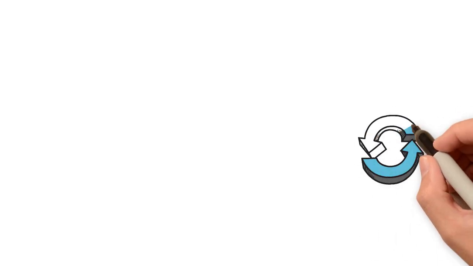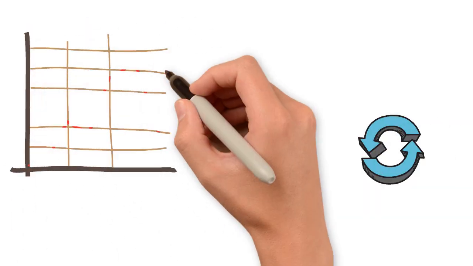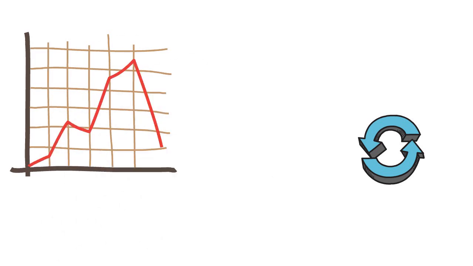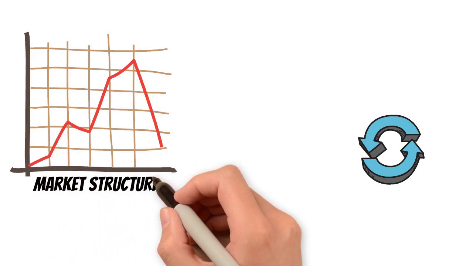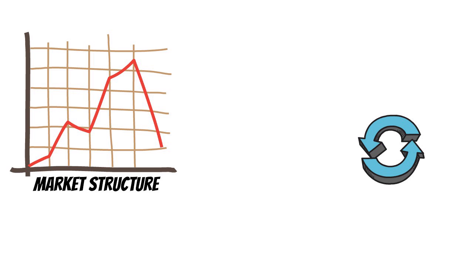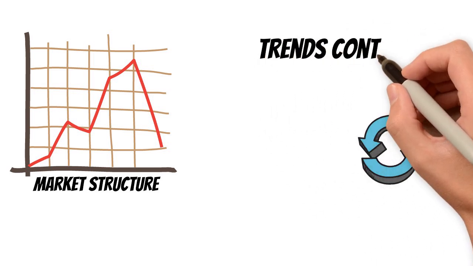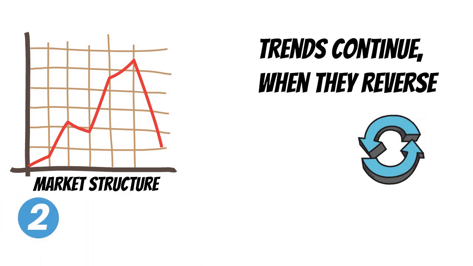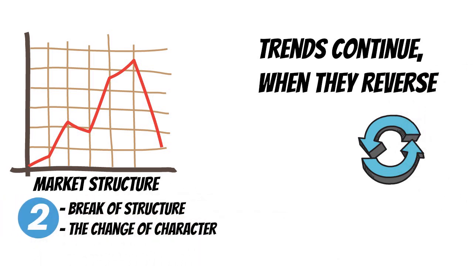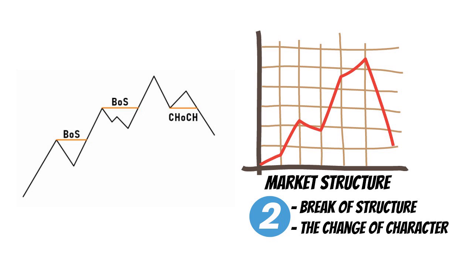This video will teach you the only pattern you need to catch major moves in the market before they happen. Most traders think the market is random, but the truth is this: all profitable trading is built on one core concept: market structure. If you understand structure, you'll see why trends continue and exactly when they reverse. And that's where two powerful patterns come in: the break of structure and the change of character.